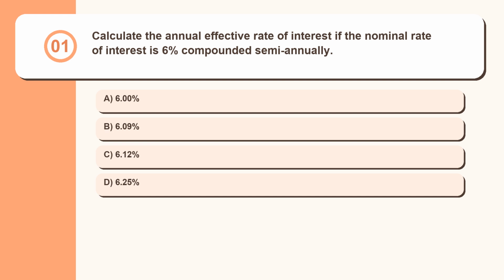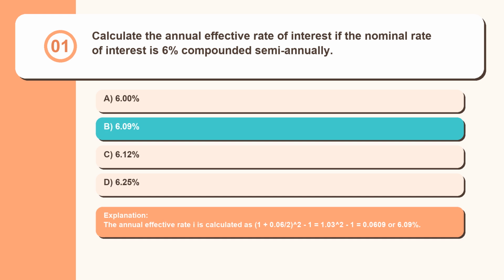Question 1. Calculate the annual effective rate of interest if the nominal rate of interest is 6% compounded semiannually. 6%, 6.09%, 6.12%, 6.25%. The annual effective rate i is calculated as 1 plus 0.06/2, to the power 2, minus 1, equals 1.03 squared minus 1, equals 0.0609 or 6.09%.